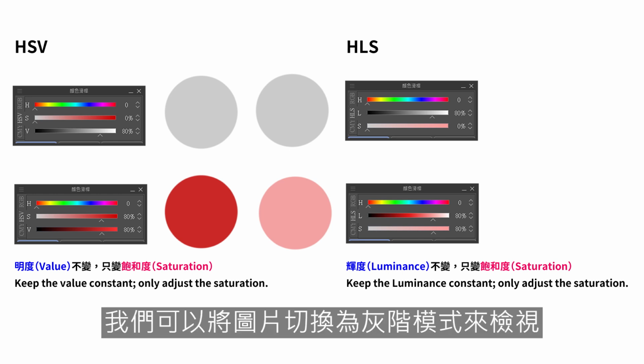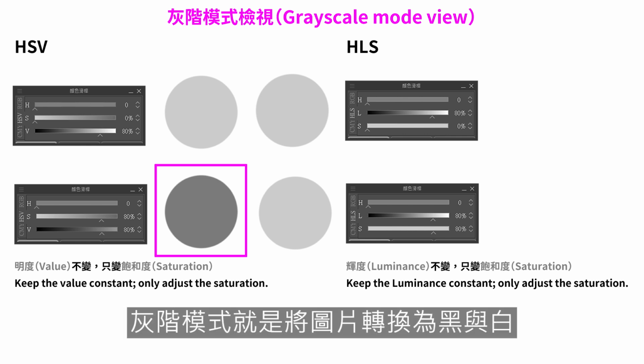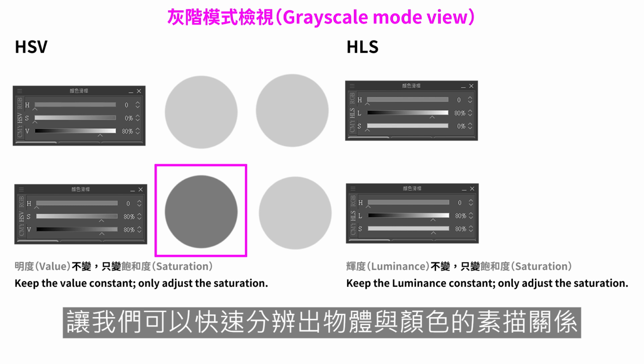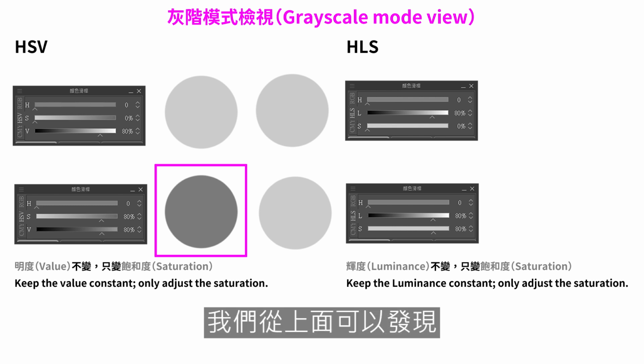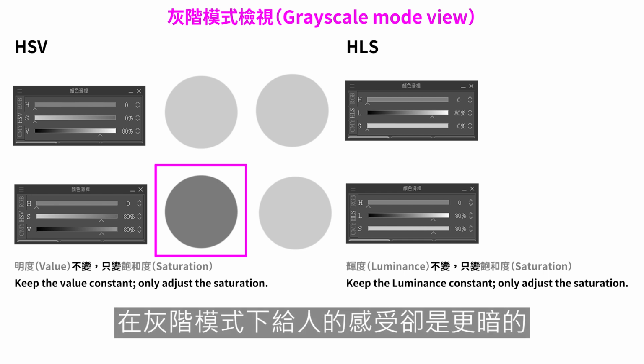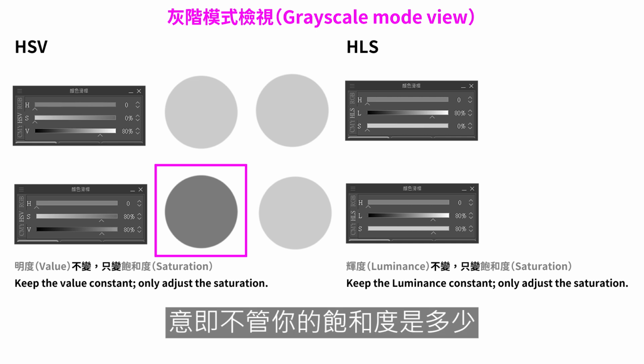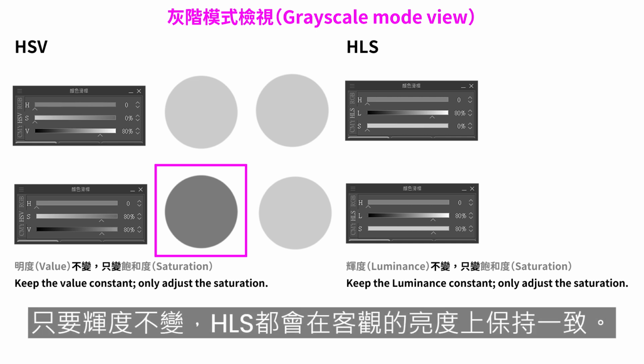We can switch the image to grayscale mode to inspect. Grayscale mode converts the image to black and white, allowing us to quickly discern the sketch relationship of objects and colors. From this, we can see that HSV appears darker in grayscale mode when saturation increases. In contrast, HLS does not alter the original sketch relationship. This means that regardless of the saturation level, as long as the luminance remains unchanged, HLS will maintain consistent objective brightness.